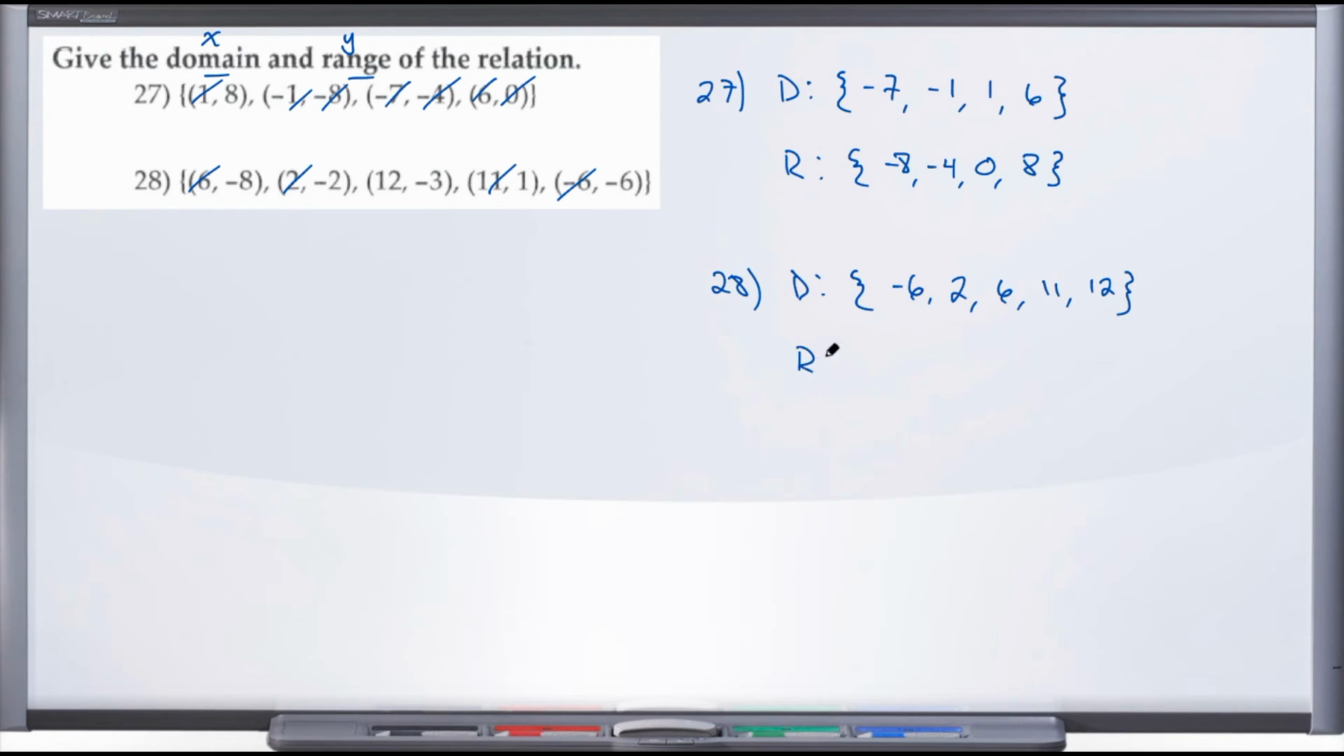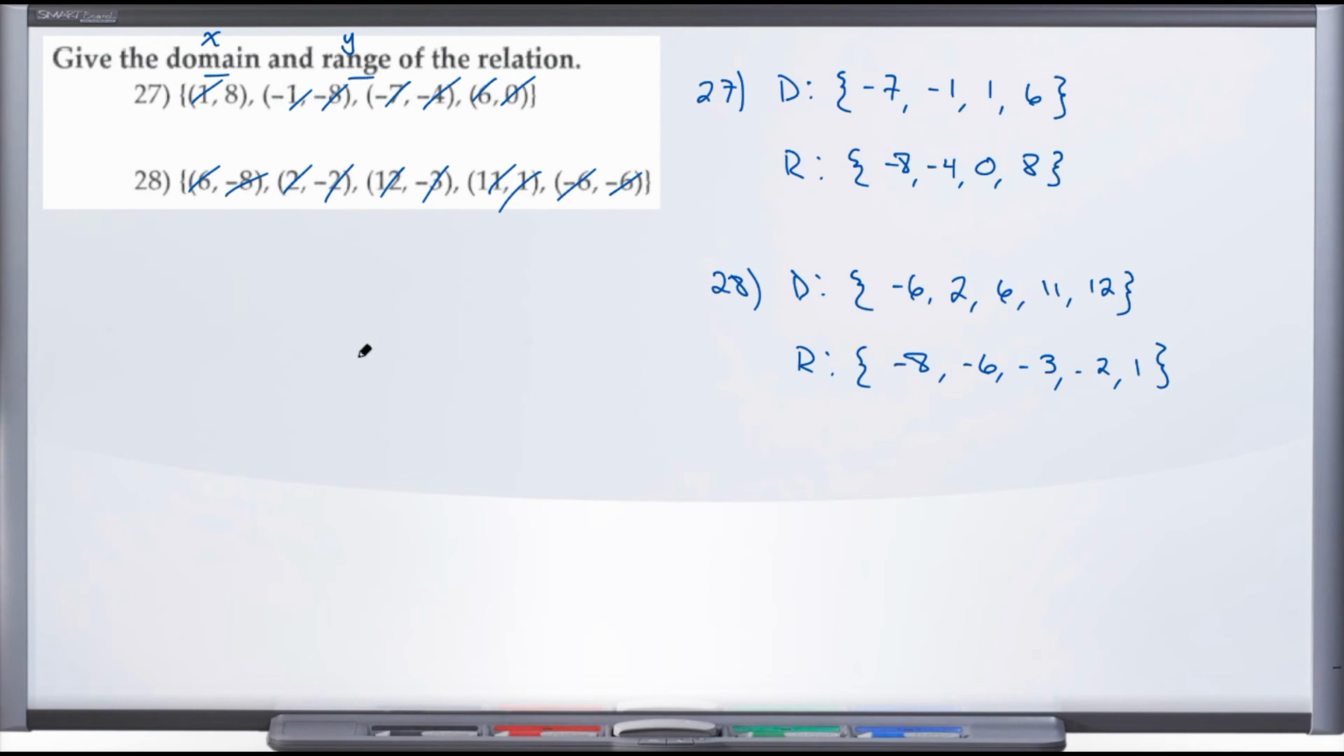All right, and now range, so we're going to be listing the y values. So let's see, smallest y value I see is -8, right? And then I'm going to see -6, and how about -3? All right, -2, all right, and then +1.